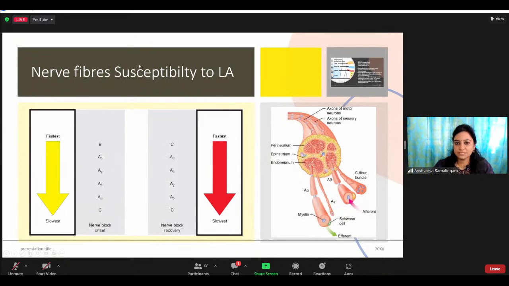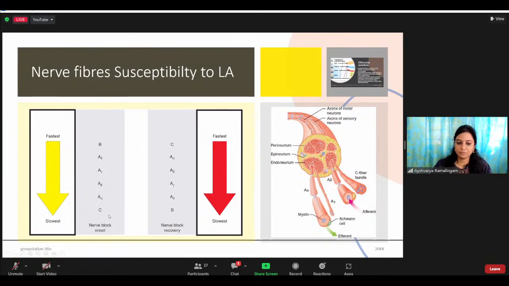Nerve fiber susceptibility to local anesthetic. As you see, the small myelinated nerve fibers are better diffused by the local anesthetic, and they are the first to be affected by the local anesthetic. You can see that A delta and A gamma are the first fibers to be affected, and then come the large myelinated nerve fibers, A alpha, and the most resistant to the blockade is the C fiber.